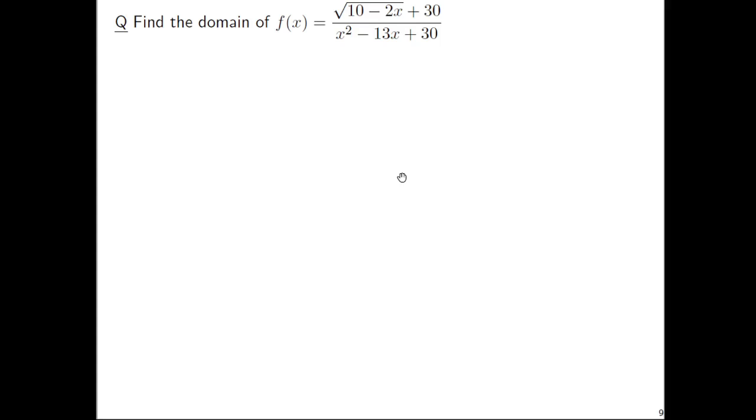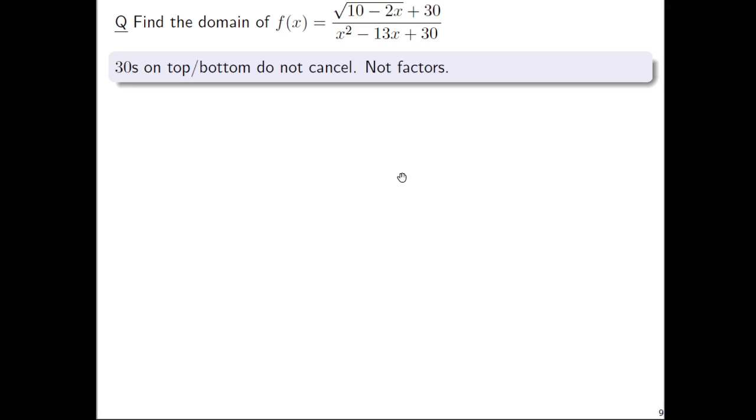Let's look at some more challenging domain questions. Here's a function f of x equals root 10 minus 2x, then the radical has ended, then plus 30, all over x squared minus 13x plus 30. By the way, the 30s on top and bottom do not cancel because they're not factors, because of the plus signs.